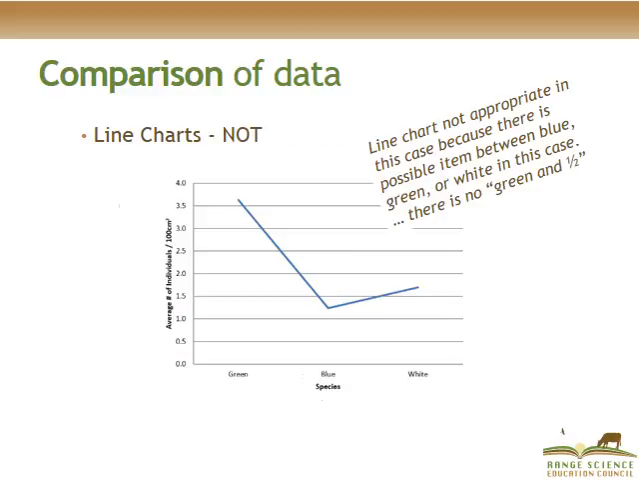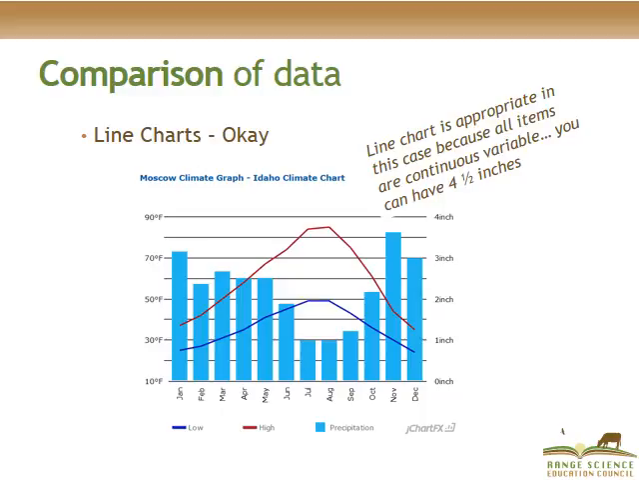You could not use a line chart for this kind of data because green, blue, and white species are not a continuous variable. So in this case, you can't have green and a half. And a line chart kind of indicates that there could be something between each point along that line. In this case, it's not appropriate. In this case, it would be. For example, we know that on the y-axis, the temperature in Fahrenheit is a continuous variable. You can have 50 and 70, and in between that would be 60 degrees. So that's a continuous variable, so we can use a line chart.